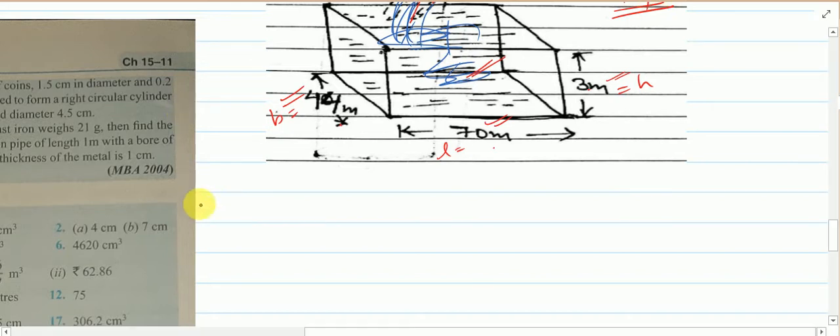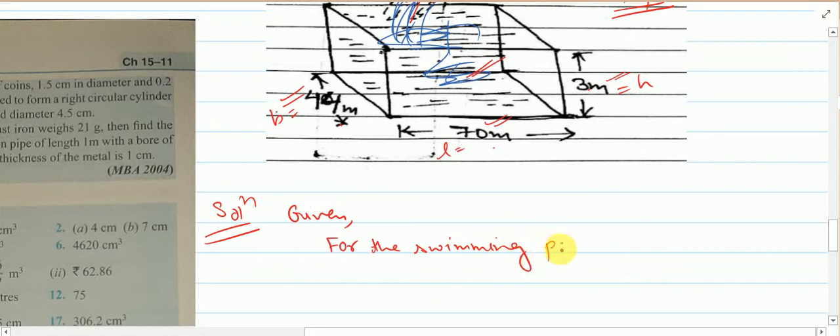So, solution. Given for the swimming pool: length is given 70 meter, breadth is given 44 meter and height is given 3 meter.